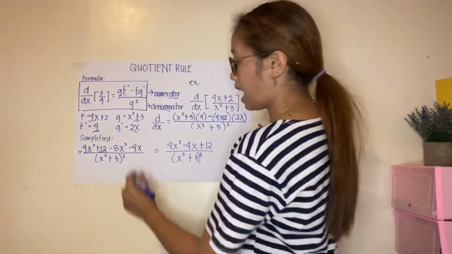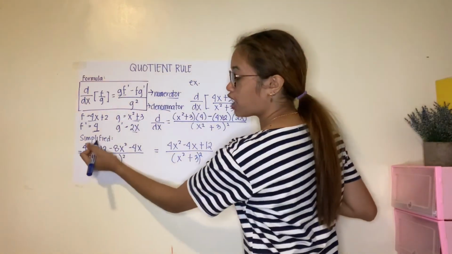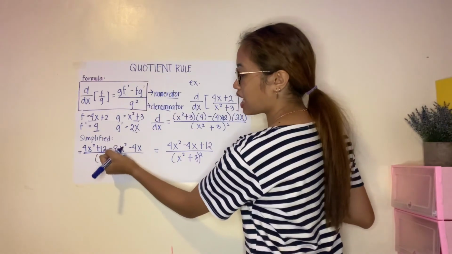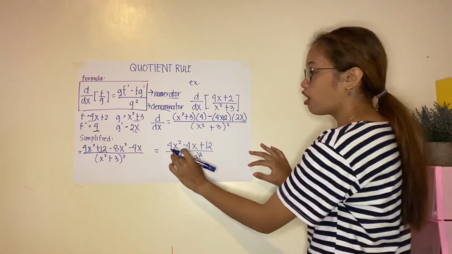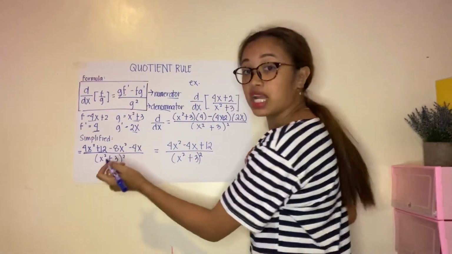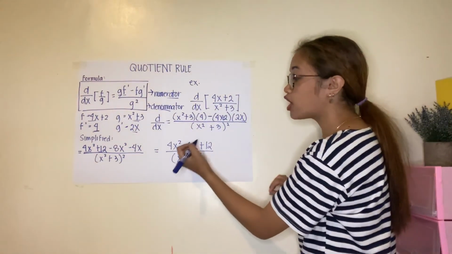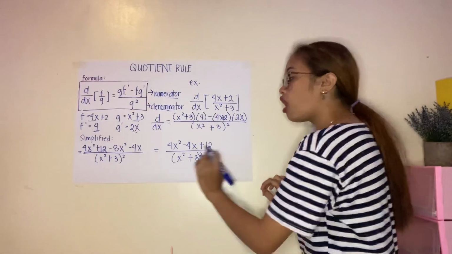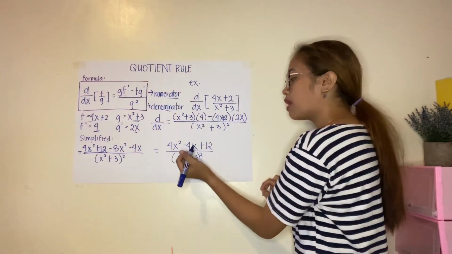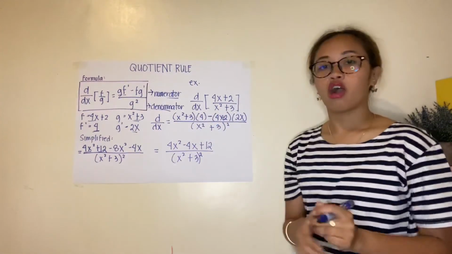Now we will combine the like terms. 4x squared minus 8x squared would be negative 4x squared, and we will arrange the given. So our answer would be negative 4x squared minus 4x plus 12 all over x squared plus 3 raised to the power of 2.